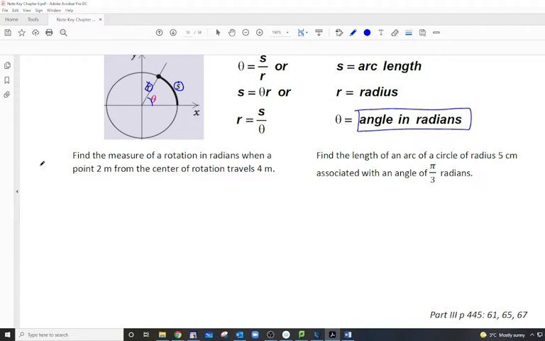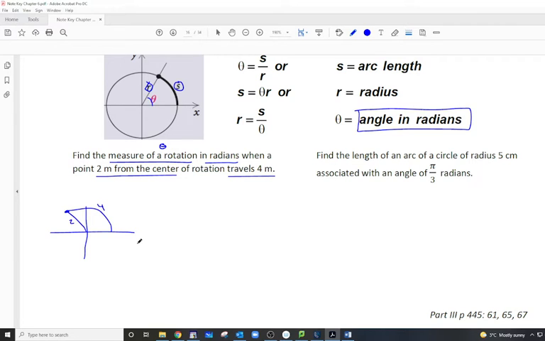So let's look at what this first question is asking me. It says, find the measure of rotation in radians when a point 2 meters from the center of rotation travels 4 meters. What you have to figure out is what they're giving you. If we look at this in a picture, it says find the measure of rotation, so we're finding the angle. This is theta. The 2 meters is going to go here, and it's traveling twice that, so the 4 would go here.